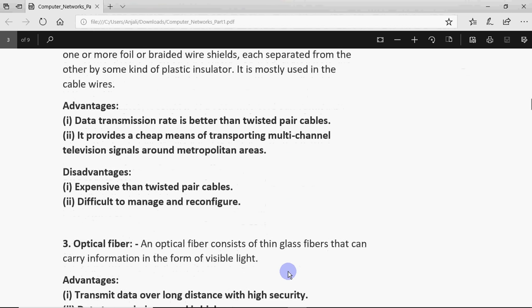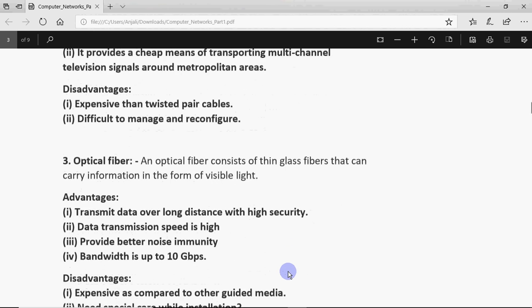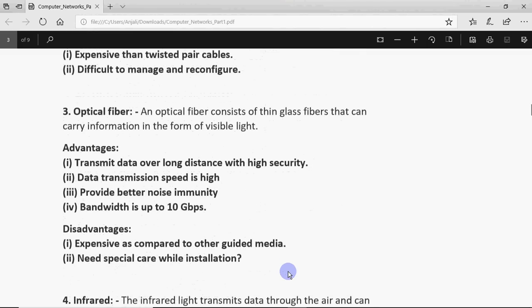The second type of cable, which is fiber optic or optical fiber. Optic means light, fiber means glass. So the cable is made up of glass and the data is transmitted in the form of light. And we know that there is nothing faster than light in this world. So this is the fastest transmission media we have because the data is transmitted in the form of light. And that light passes through a wire which is made up of glass. It's very thin glass wire, fiber glass wire.